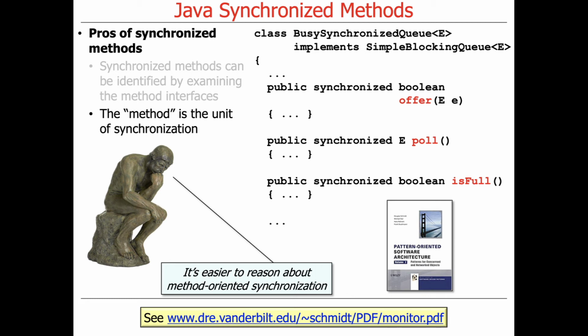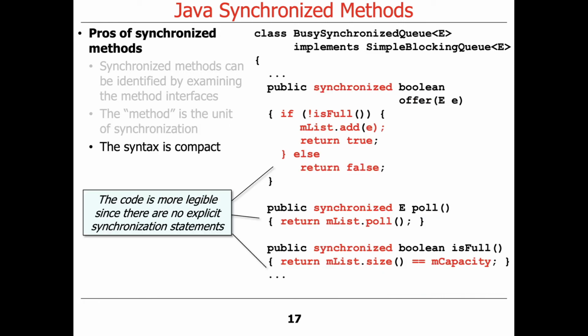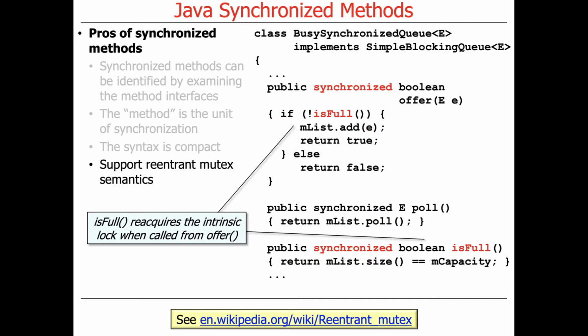And in particular, it's easier to reason about method-oriented synchronization, because it's just a very convenient abstraction. We know how to call methods, and by marking them as synchronized, we know how to call methods that will run in a mutually exclusive way when multiple threads call them on the same object. So that's cool. I think it's also worth noting that the syntax is compact. There's no synchronization in the body itself. You just have synchronization here at the boundary of the begin and end parts of the method.